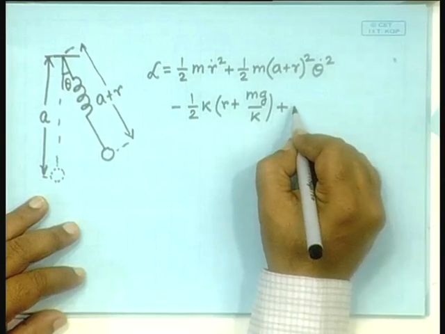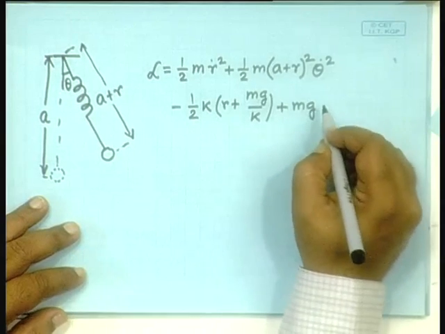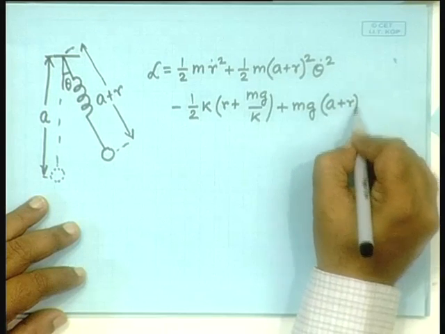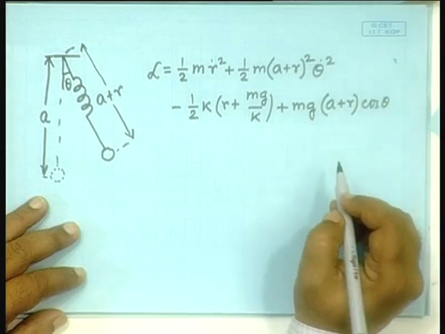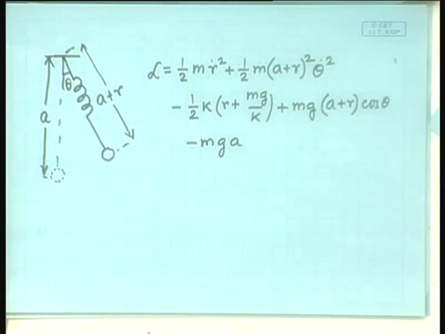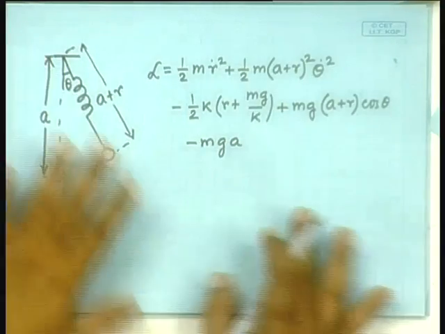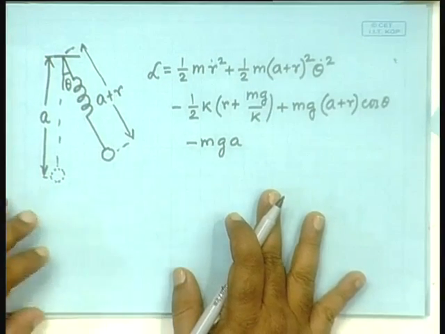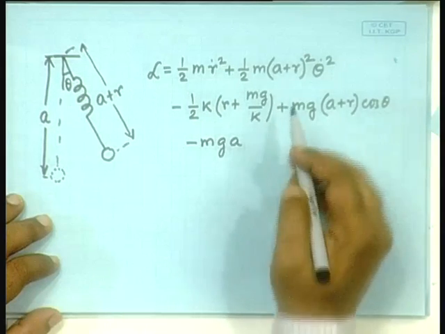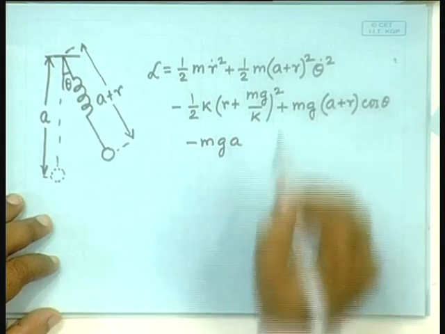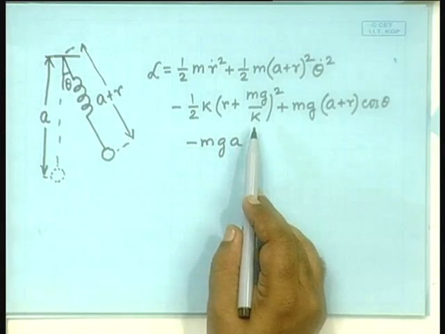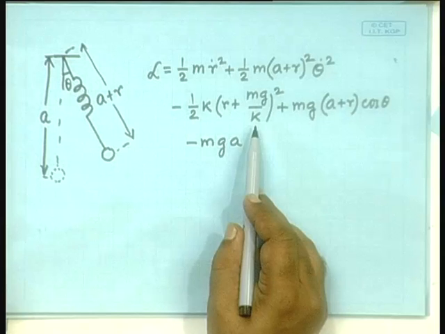Plus, I will just illustrate something that students often make mistake. That is why I am doing this problem to its completion. Cos theta minus m g a. That is what. Just check. So the third term will be r plus mg by k whole square. This is a square. Fine.